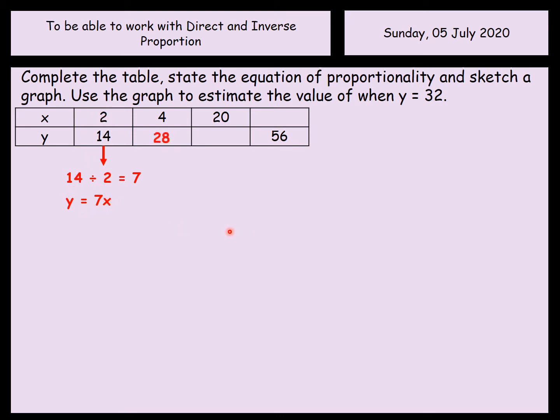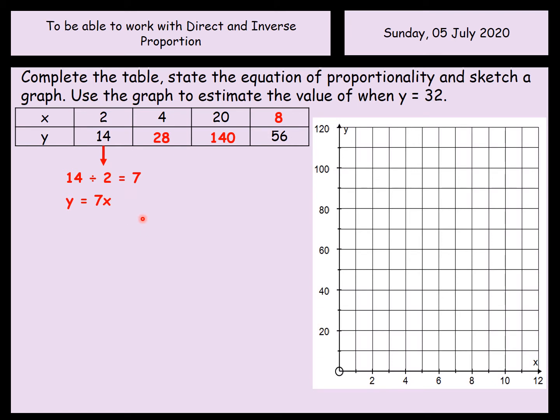We can then start to put in the extra values. So if x is 4, y is going to be 7 times as big. If x is 20, it's going to be 7 times as big. And this time to go from here back, we are dividing by 7 this way to get to 8. And then we've got ourselves a set of coordinates. So we can start to draw this out on a graph. And if it's direct proportion, we are going to get a straight line graph.